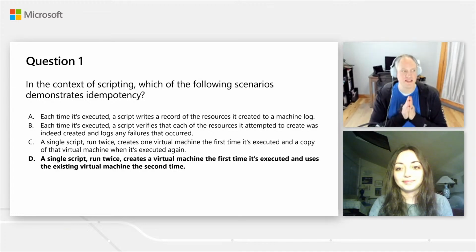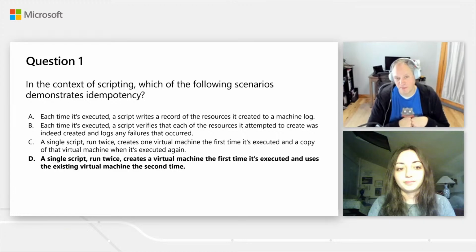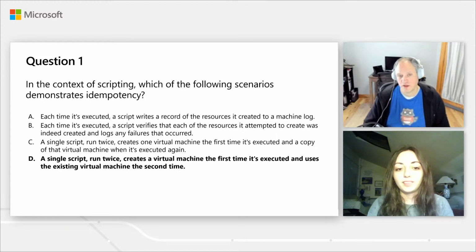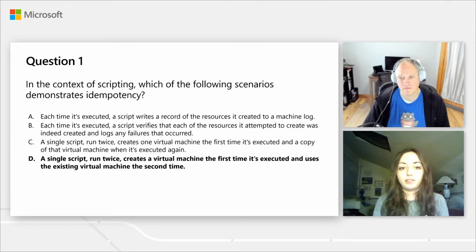D is a single script, which is run twice, creates a virtual machine the first time it's executed, and then uses the existing virtual machine the second time it's executed. What do you feel about that one? Each time an idempotent script is called, it will have the same effects on the system. This means that the first time we create a virtual machine and then we use the existing virtual machine. So I think that this is the correct answer.